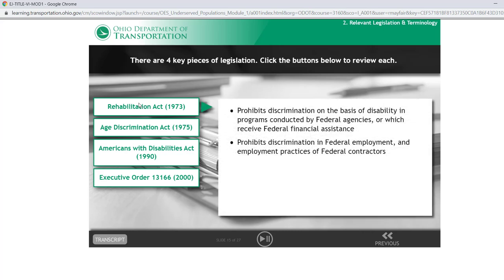The Rehabilitation Act of 1973 prohibits discrimination on the basis of disability in programs conducted by federal agencies or which receive federal financial assistance. The Act also prohibits discrimination in federal employment and employment practices of federal contractors.